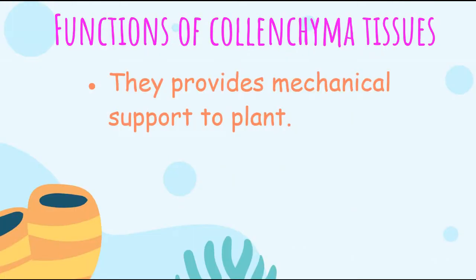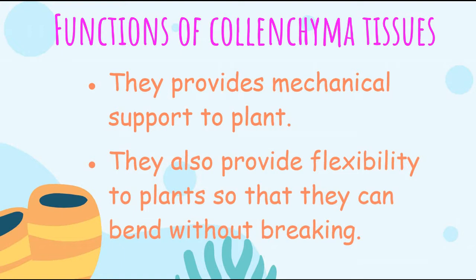Now let's look at the functions of this Collenchyma tissue. They provide mechanical support to the plant. They also provide flexibility to the plant so that they can bend without breaking. I want you to try out something now. Just go near some plant. Hey, don't go to the rose plant because it has thorns. Just go to some tulsi plant near your house.